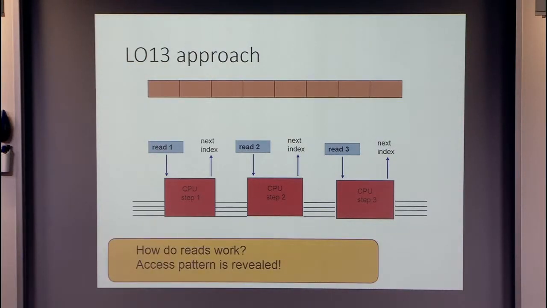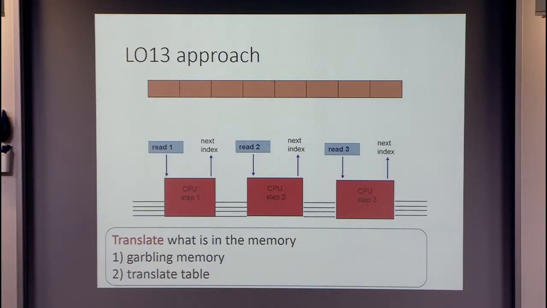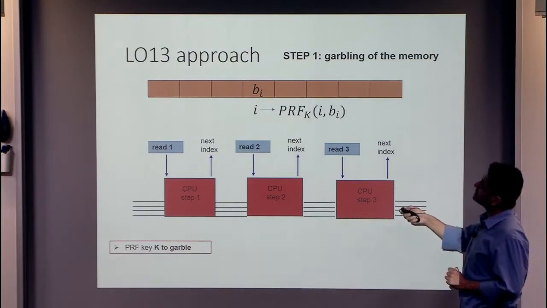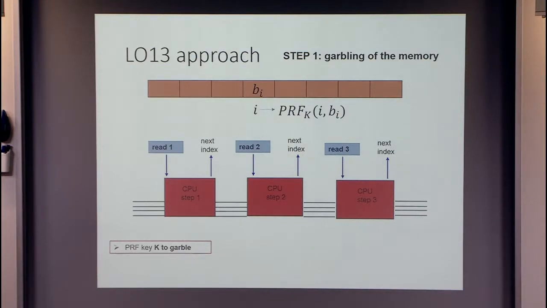So how do we do these reads? I'm going to explain it in a two-step process. The Lu-Ostrovsky approach: the first is garbling this memory, and the second is to generate translate tables. So let me explain how Lu-Ostrovsky garbled this memory, and then explain how reads happen. The approach for garbling is to sample a PRF key K, and if location i of the memory contains a bit b_i, then the server is provided with a PRF evaluation on (i, b_i) under key K. Okay? So this is just an encryption of this bit in some fancy form. Okay? Is that clear? So very simple what's happening here.